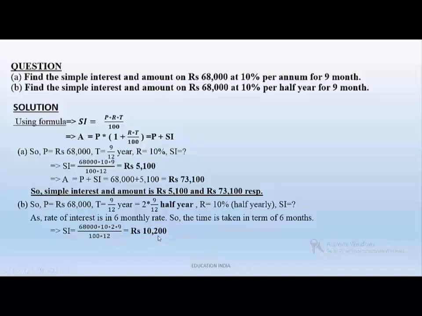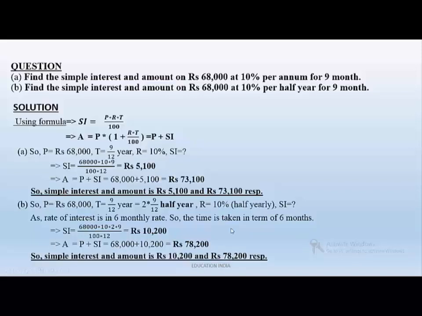Now you can analyze the rate 10% per annum with the same parameters. We got simple interest as 5100, and for the rate 10% half yearly we got simple interest as 10,200. Now this makes sense as the rate has been drastically increased. As usual, we will be calculating the amount to be returned with a similar procedure. So the amount to be returned is coming out to be 78,200. So the simple interest and the amount have the values of 10,200 and 78,200 respectively.